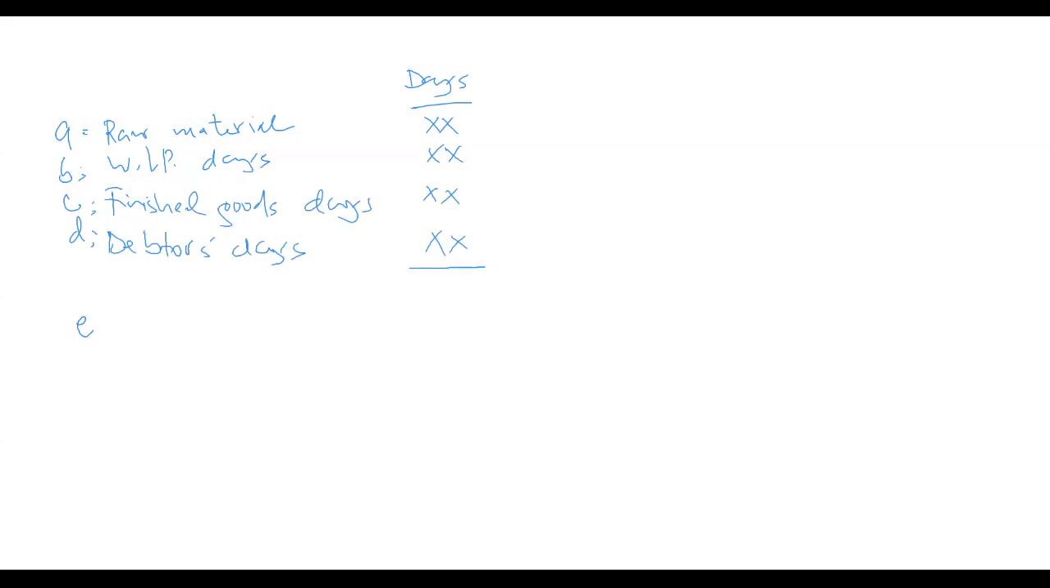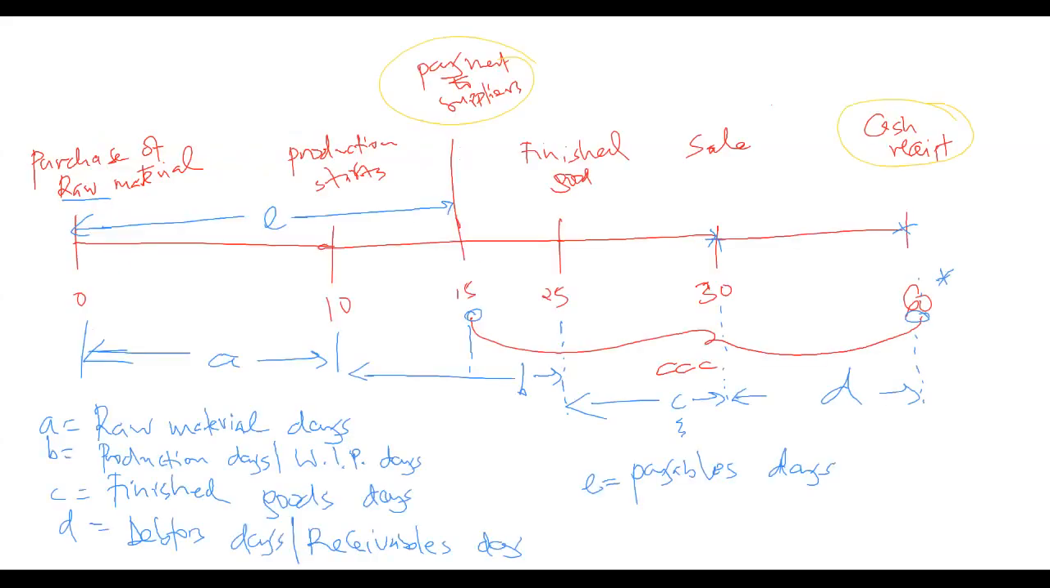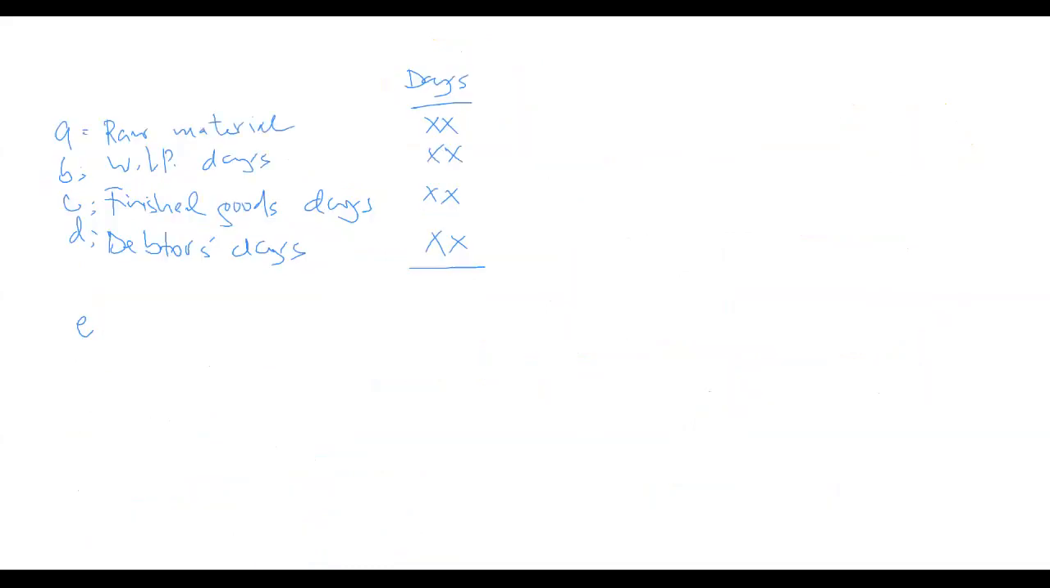So actually, let me just go back to our graphic here. A plus B plus C plus D, that is from the time that you invested, you purchased the material, all the way until you receive cash, the 60 days you have here is what is referred to as the operating cycle.